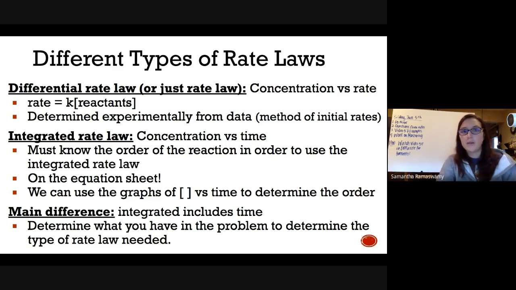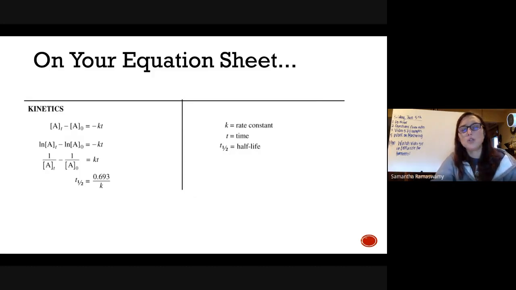So if the problem is talking about time, minutes, seconds, that means we're going to be using the integrated rate law. If it gives us a set of data, like in the do now, then we're just going to be writing rate equals k times concentration of reactants. So when you look on your equation sheet, on the bottom of the front of your equation sheet, it says kinetics, and it looks just like this. I just took a screenshot of the equation sheet.